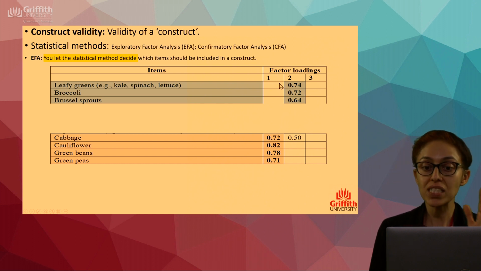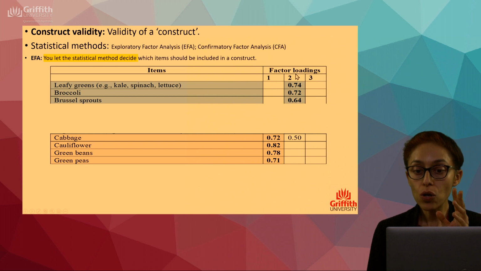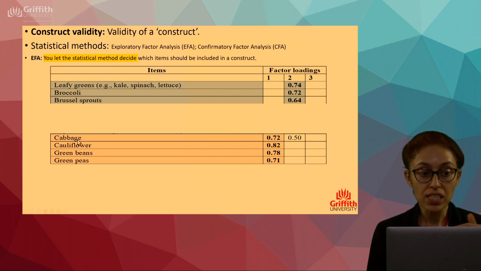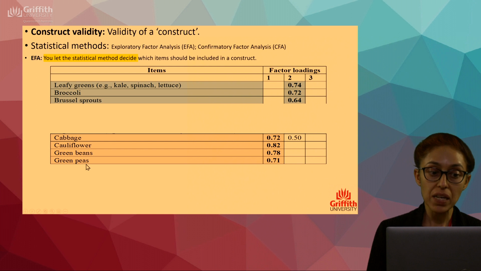Okay, so it gives me something which is called factor loading, and basically it tells me, look, these 3 items sit well together in one construct. Okay, then I have other veggies in my questionnaire such as cabbage and cauliflower and green beans and green peas.